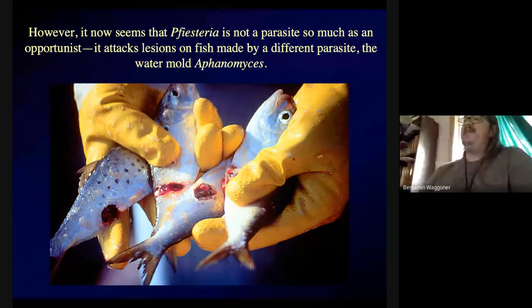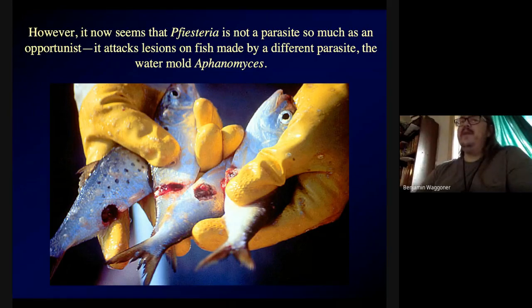Pfisteria has been claimed to have an absolutely ridiculously complicated life cycle, going through a whole bunch of stages in which it can look like all kinds of different things. I think we now think that the life cycle is not nearly that complicated, but there still is work that needs to be done on Pfisteria.